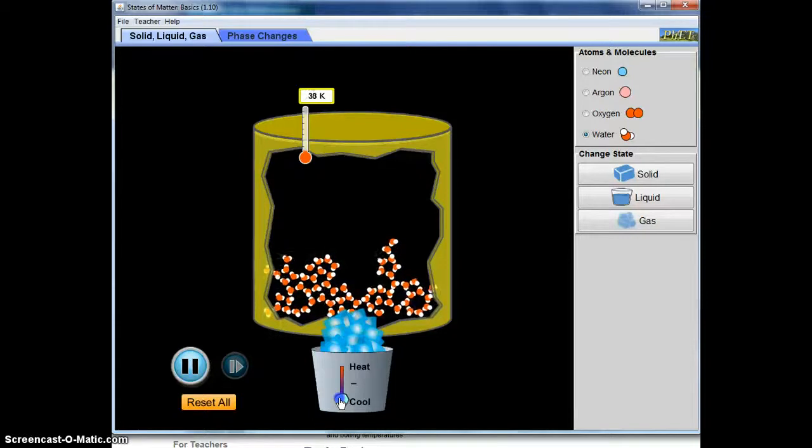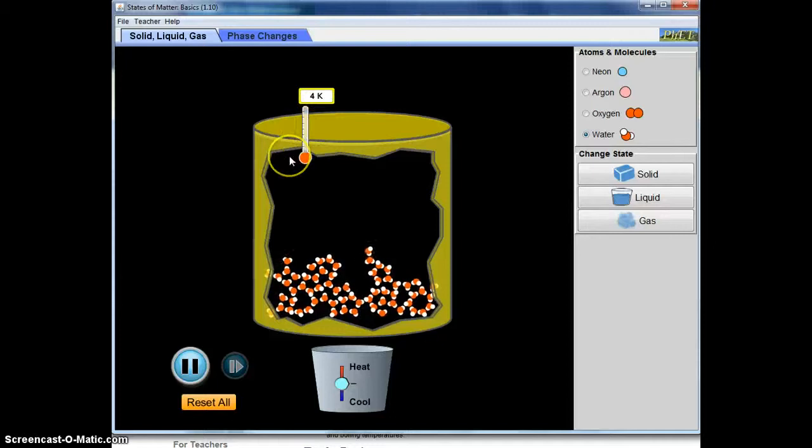It's only vibrating. Now the interesting thing here is that if I keep cooling it and taking its heat energy away, I'm taking away its kinetic energy, and its vibrations become less and less. If you look at the temperature scale here, it says 4 Kelvin, and if I get to 0 Kelvin, that is the theoretical number of absolute zero. And when I reach 0 Kelvin, here it comes.